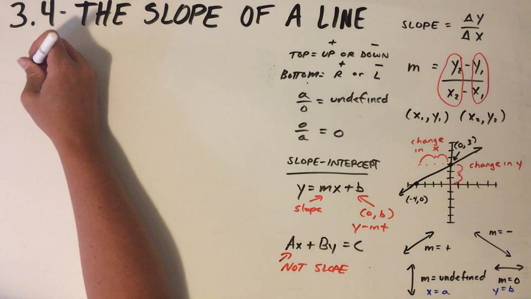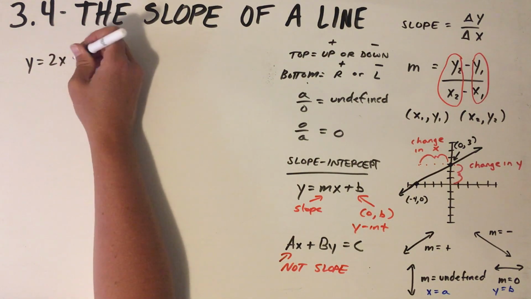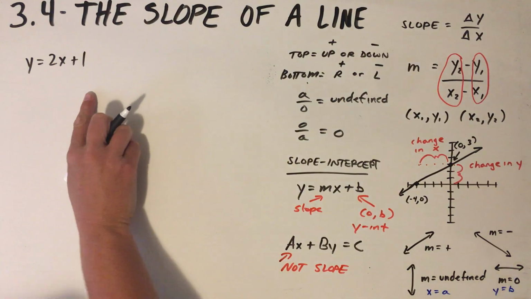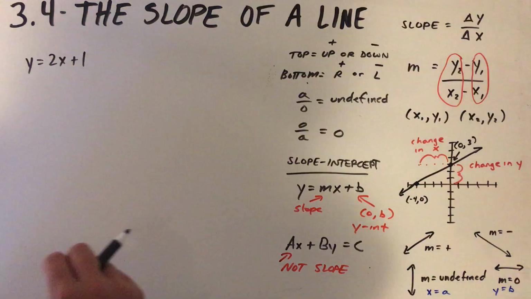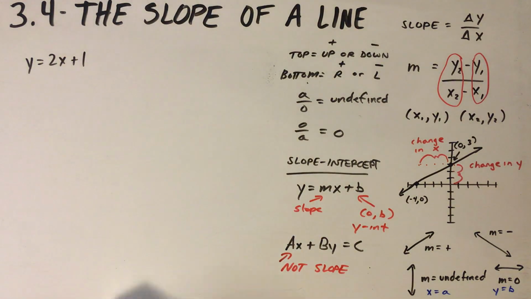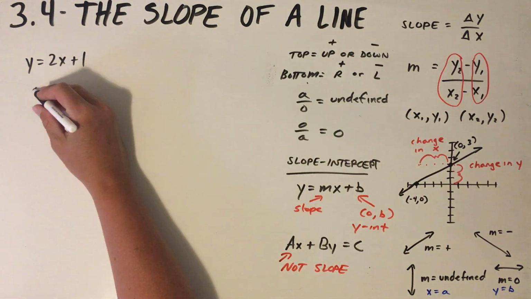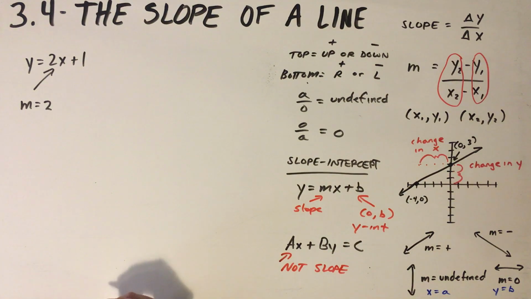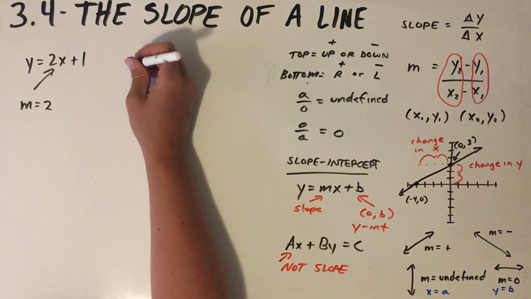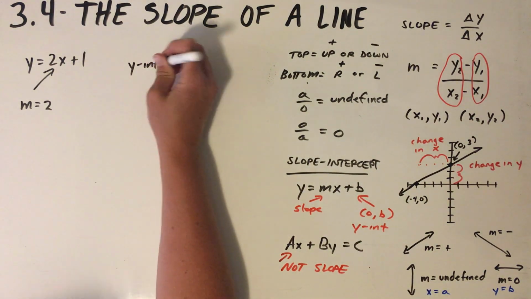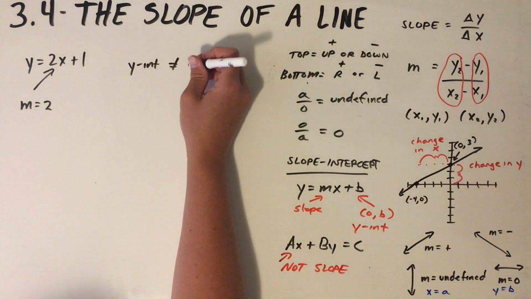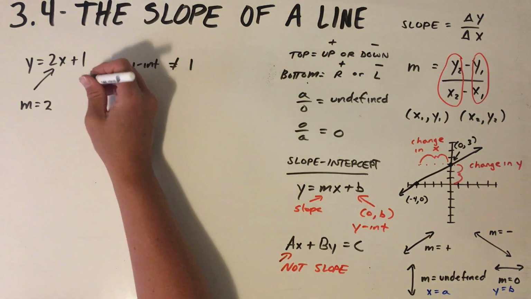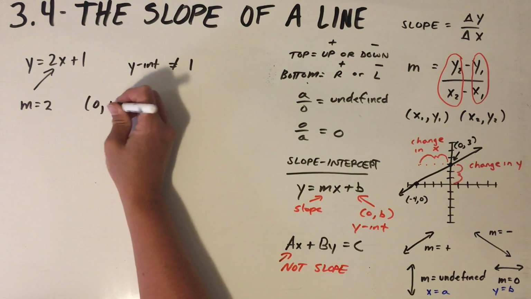So for this first problem, y is equal to 2x plus 1. Lucky me, this is in slope-intercept form. So because it is, I can find the slope and the y-intercept. The slope is literally just this coefficient right here. This is my slope. So slope is 2. My y-intercept, though, is not 1. The y-intercept does not equal 1. It is the point 0, 1.